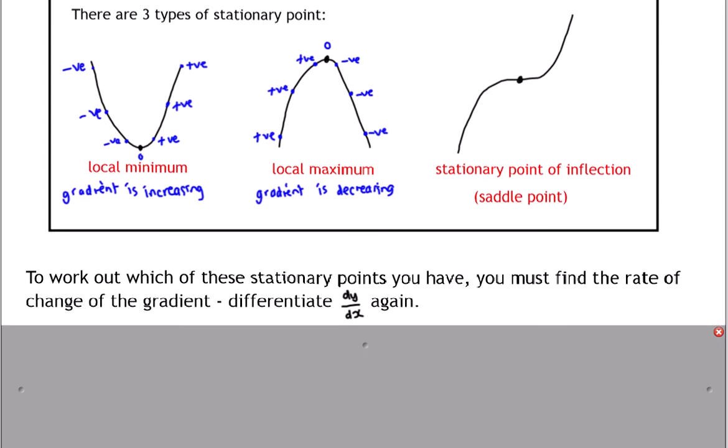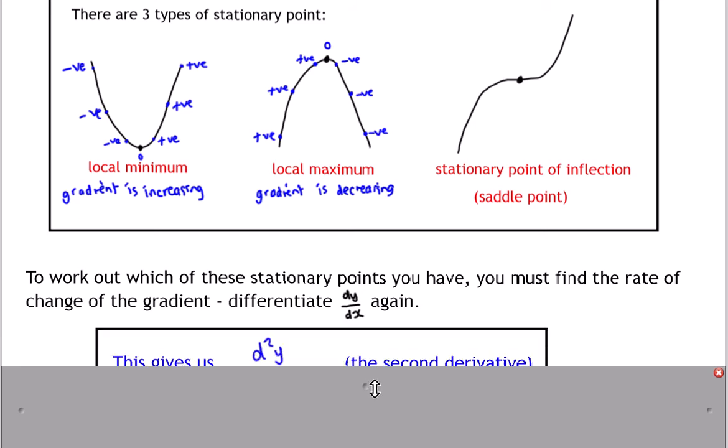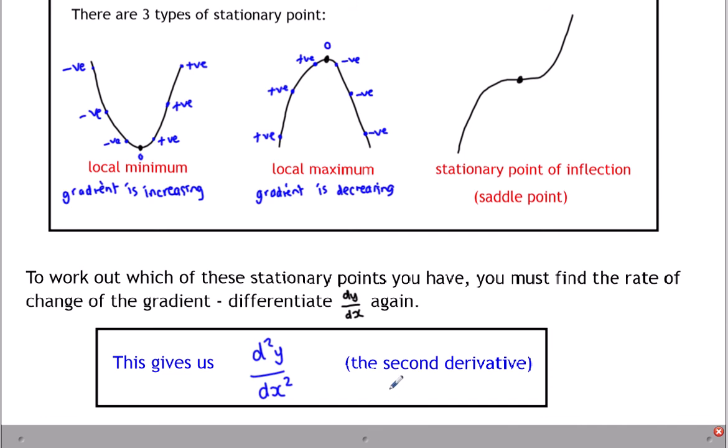So how do you find that without having to actually look at lots of different points on a graph? Well, gradient is dy by dx. If you want to find the rate of change of gradient, you have to differentiate again. So you've already found dy by dx. Well, now you have to find what's called d squared y by dx squared, the second derivative. So gradient is how the graph changes, but now we're looking at how the gradient is changing. Okay, so we're differentiating what we've already differentiated. It's called the second derivative, and it's written as d squared y by dx squared.